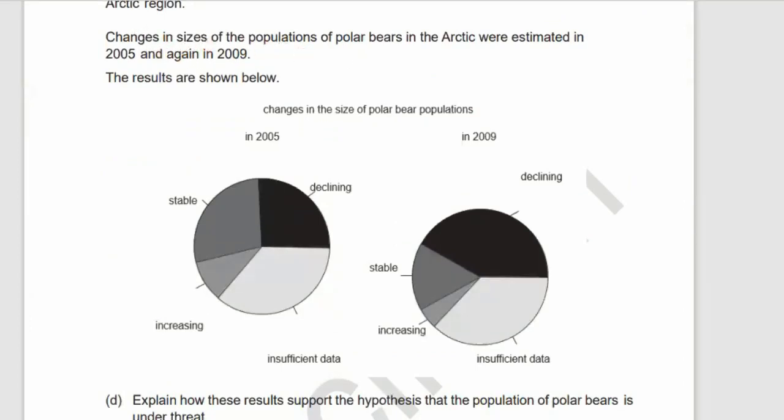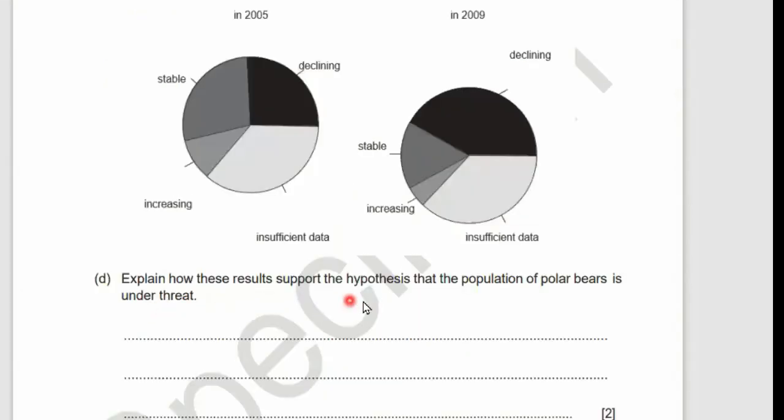Changes in sizes of populations of polar bears in the Arctic were estimated in 2005 and again in 2009. Here are the results shown. Changes in the size of polar bear population. 2005, we've got stable, increasing, insufficient data, and declining. In 2009, we've got a declining population, stable, increasing, and insufficient data. Explain how these results support the hypothesis that the population of polar bears is under threat.